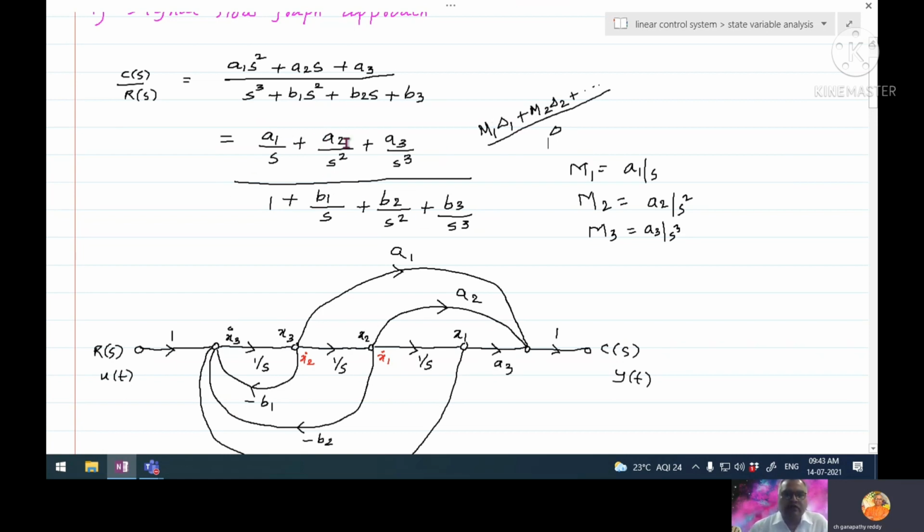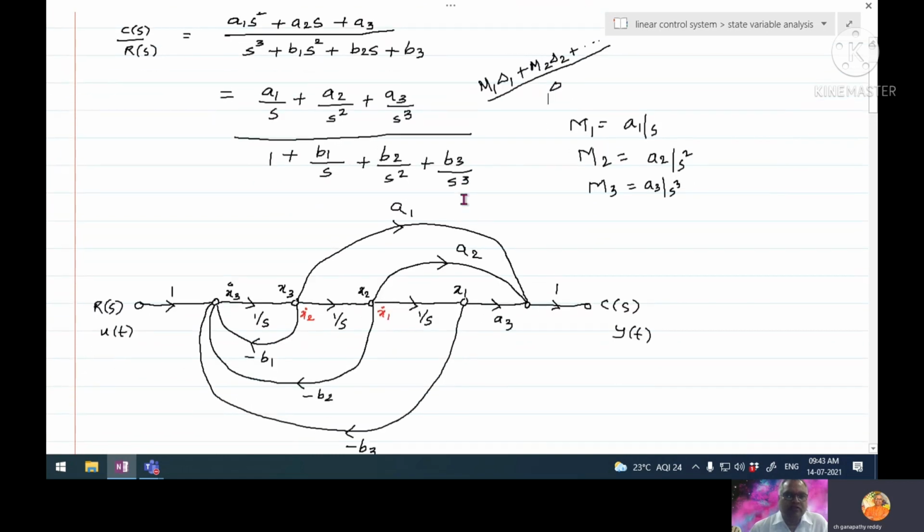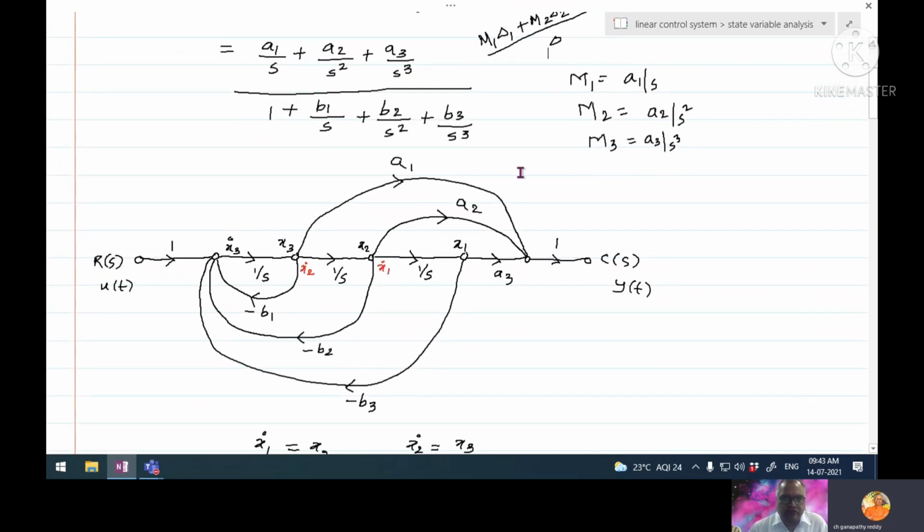In this, delta 1, delta 2 are by default 1, m1 is a1 by s, m2 is a2 by s square, m3 is a3 by s power 3. The denominator is 1 minus the sum of all individual loop gains, so minus b1 by s, minus b2 by s square, minus b3 by s cube. Minus minus again it will become plus. Keeping this in mind, now we have to draw the signal flow graph.